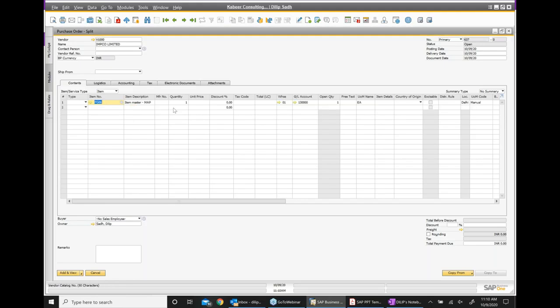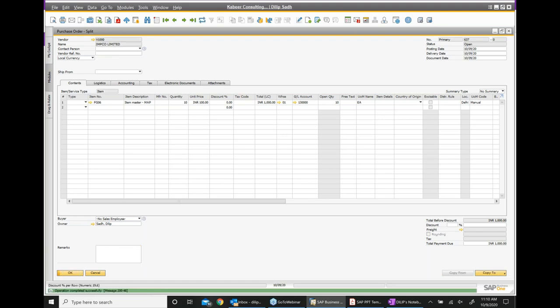This is the item master for moving average. Let us say this is quantity 10, and I'm buying this for 100 rupees per piece. So we are buying 10 pieces and the unit price is 100 rupees per piece. Then we add. So operation created, we create a purchase order.